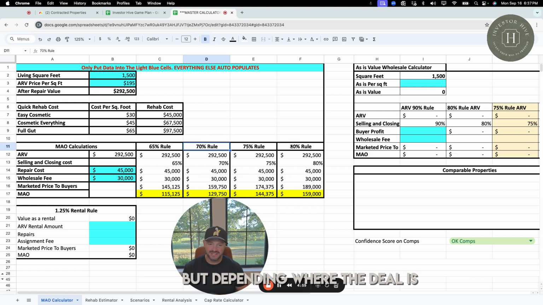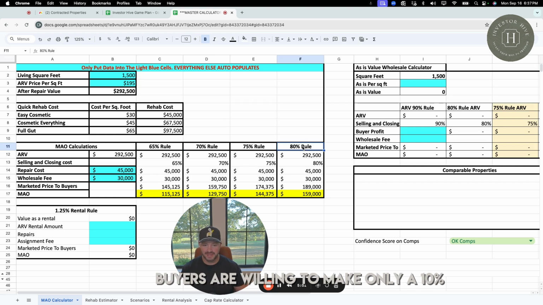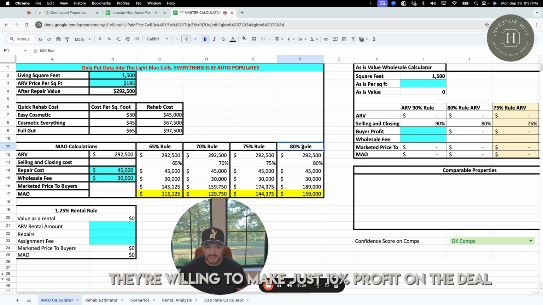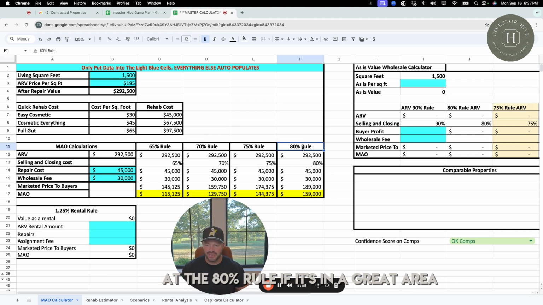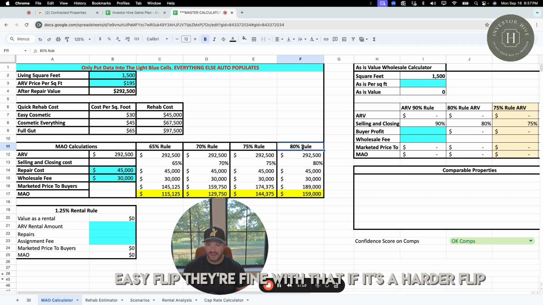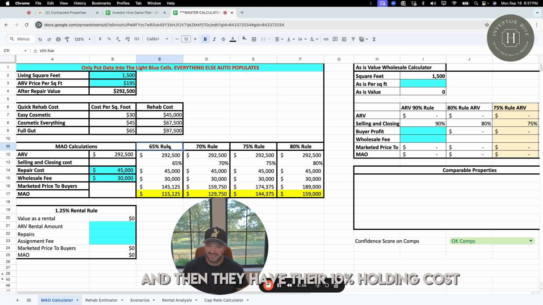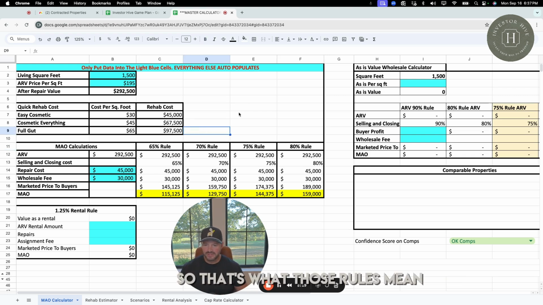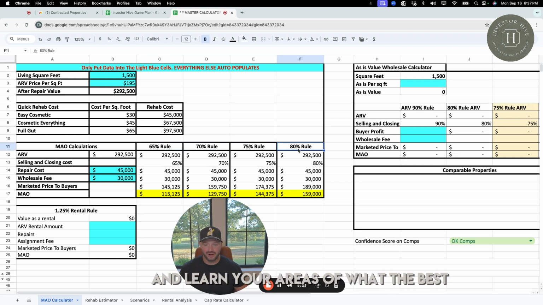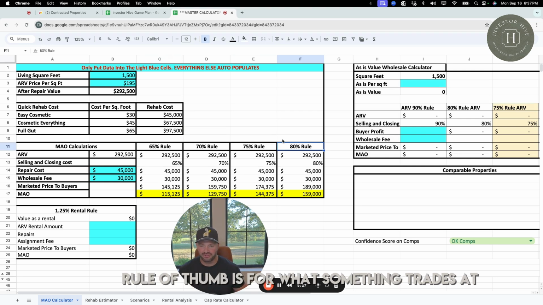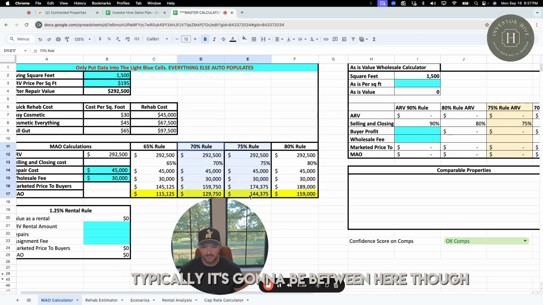But depending on where the deal is, buyers are willing to make only a 10%. If their holding cost is 10%, they're willing to make just 10% profit on the deal at the 80% rule. If it's in a great area, easy flip, they're fine with that. If it's a harder flip, they're going to want to make like a 20% or 25% profit, and then they have their 10% holding cost. So that's what those rules mean. And you just need to know your areas and learn your areas of what the best rule of thumb is for what something trades at. Typically, it's going to be between here, though.